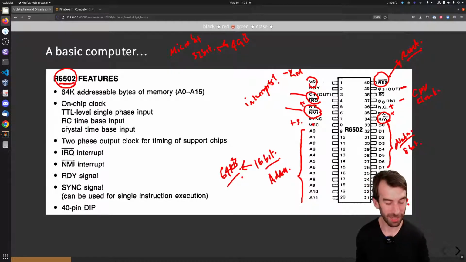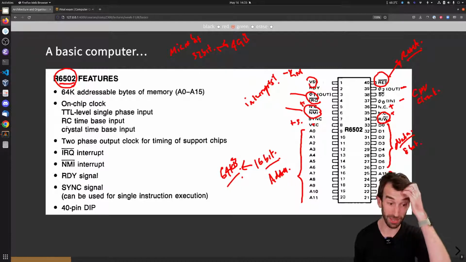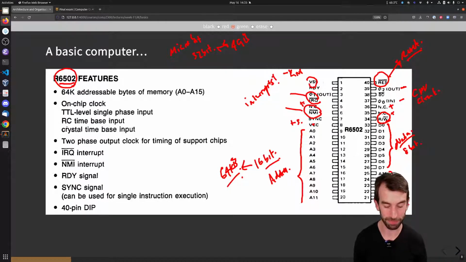So there's IRQ, the regular interrupt, and then another interrupt called NMI, which means non-maskable interrupt. So the NMI always causes an interrupt, and the IRQ is an interrupt request. That means that you can mask it, and there's a 1 bit in the control register for the 6502 that can mask that interrupt.